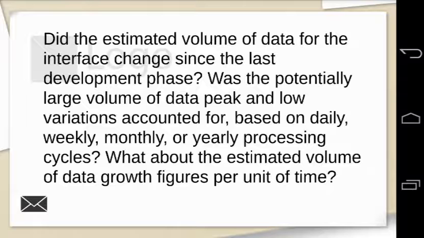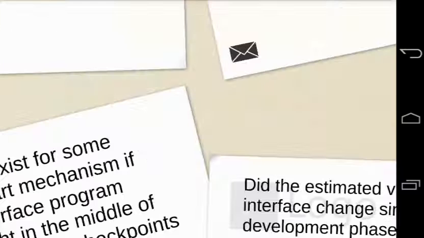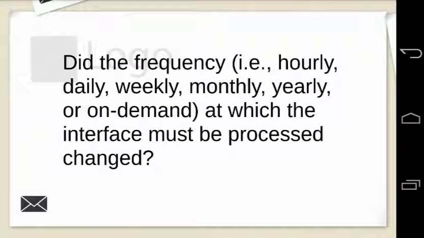2. Did the estimated volume of data for the interface change since the last development phase? Was the potentially large volume of data peak and low variations accounted for based on daily, weekly, monthly, or yearly processing cycles? What about the estimated volume of data growth figures per unit of time? Third, did the frequency, like hourly, daily, weekly, monthly, yearly, or on demand, at which the interface must be processed change?